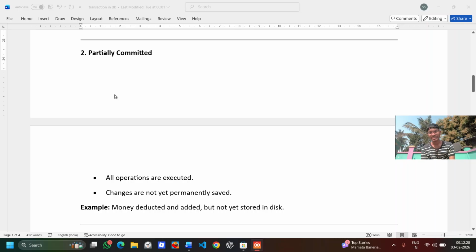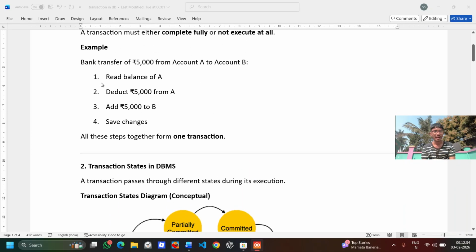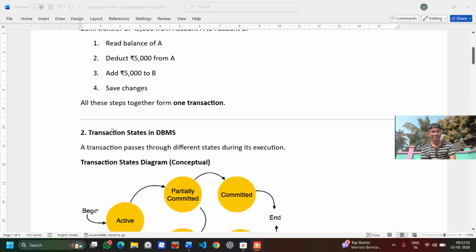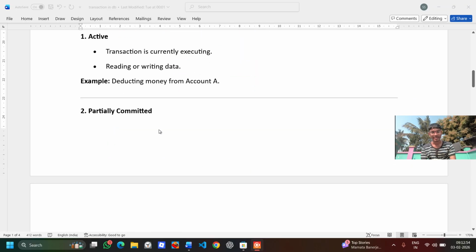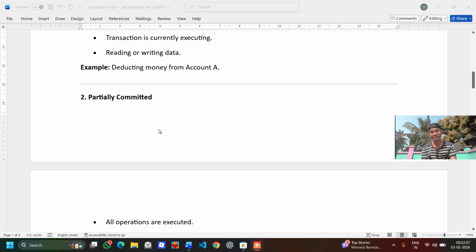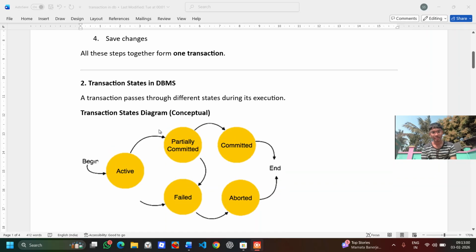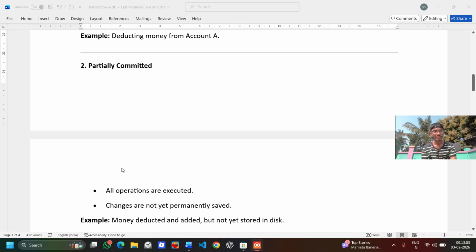Then partially committed. The last operation of the transaction is completed. In the example we had four operations: one, two, three, and four. Saving the changes in the database is not included in the partially committed state. In the partially committed state, all the operations are executed, but the changes are not permanently saved.